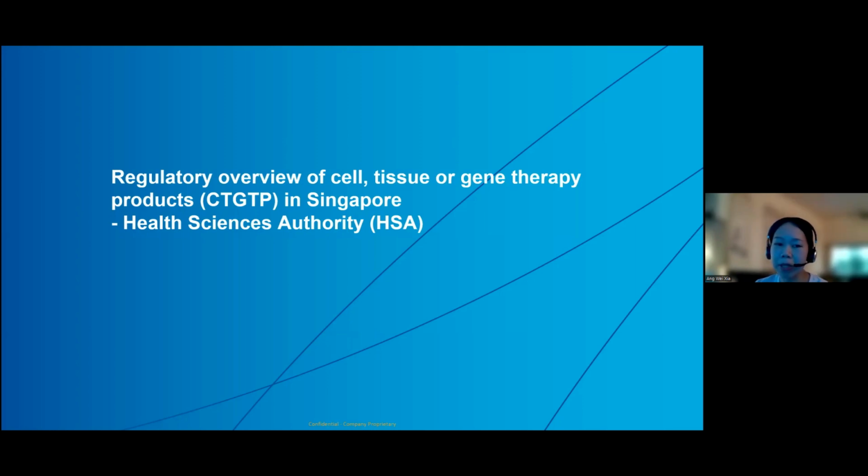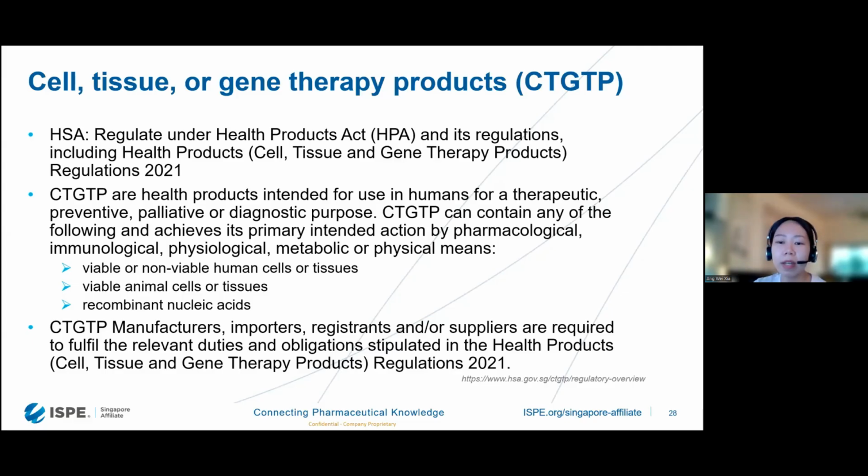So let us come to Singapore. Who regulates cell, tissue, and gene therapy products in Singapore then? The registration, import, manufacture, and supply of cell, tissue, and gene therapy products in Singapore are regulated by the Health Sciences Authority, HSA. So in Singapore, cell, tissue, or gene therapy products, in short, CTGTP, are regulated by HSA under the Health Products Act and its regulations, including the Health Products (Cell, Tissue, and Gene Therapy Products) Regulations 2021. CTGTP are defined as health products intended for use in humans for therapeutic, preventive, palliative, or diagnostic purposes.